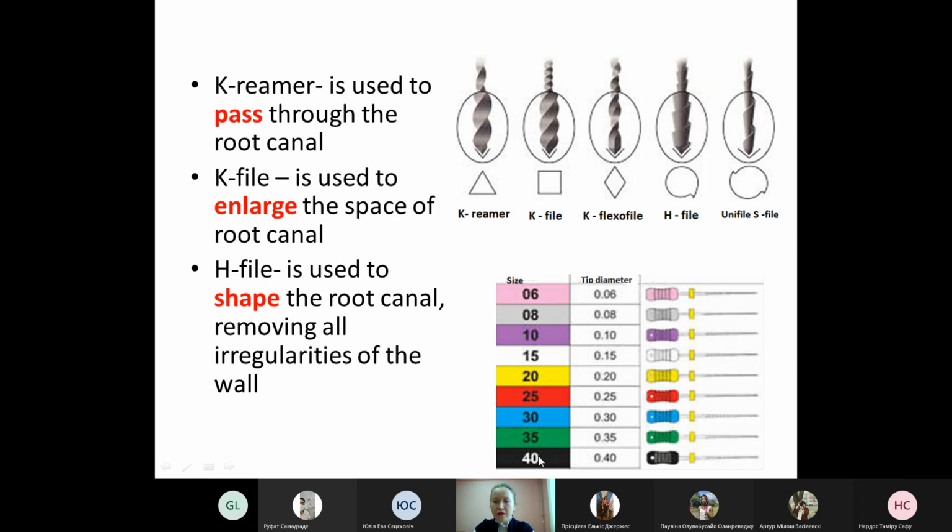Color coding of the handles indicates to the dentist the size of the instrument. Here you have the scale of the most typical sizes of endodontic instruments, starting from 6 and ending with size 40. Actually, what does this size mean? It means the diameter of the tip of the instrument. That means that an instrument with size 6 has a tip diameter of 0.06 millimeters.